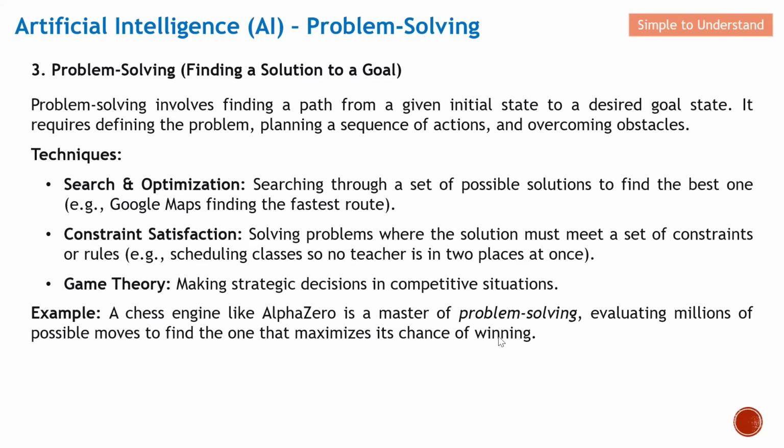Let me explain this with these problem solving techniques. Basically, they will find out all the possible moves, and then they will do some optimization to win the match, for example. So they will do all the optimization. However, there will be certain constraints also, because all the chess pieces need to move in a proper way. Okay, you understand what I mean?